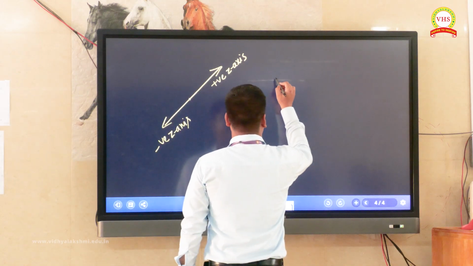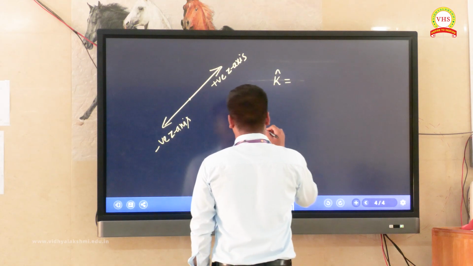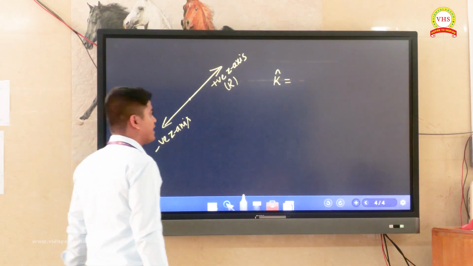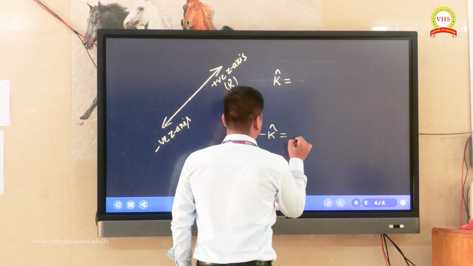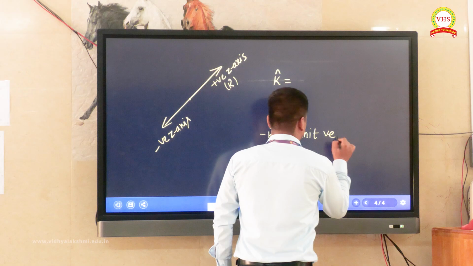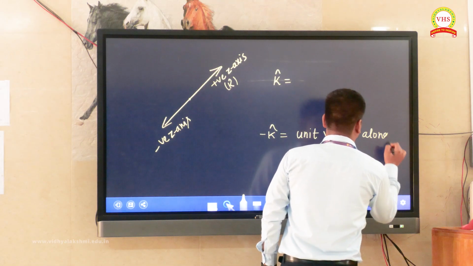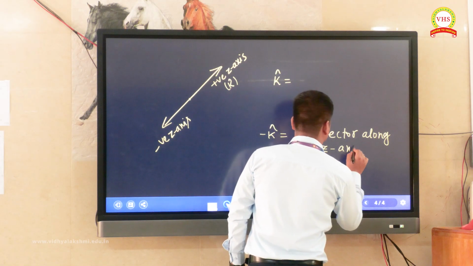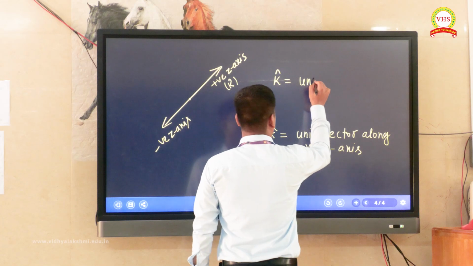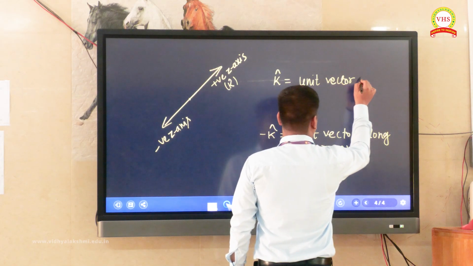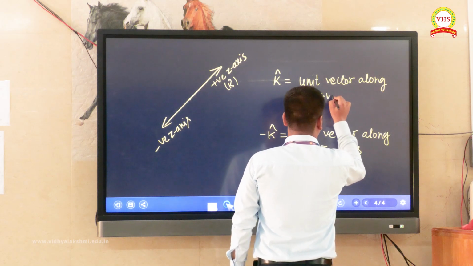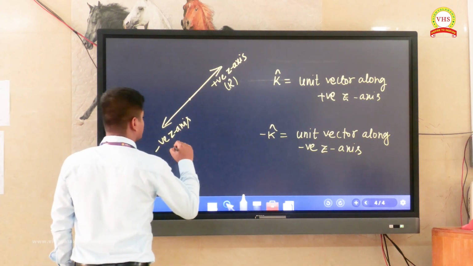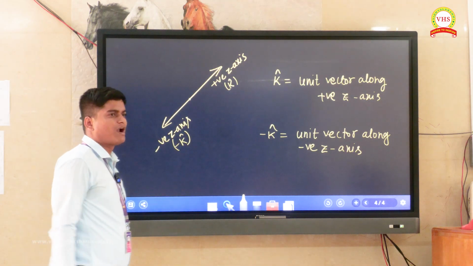Now tell me here, what is your k cap? K cap will be unit vector along z axis. So it will be unit vector along, tell, negative z axis? This is unit vector along positive z axis. Yes or no? Okay. Now this one I'll write as minus k cap. Clear idea? About 1D, no doubt.